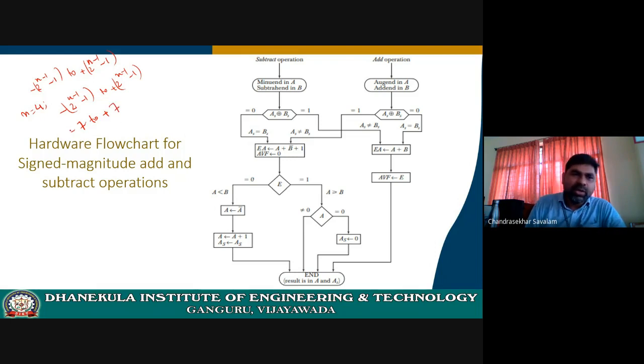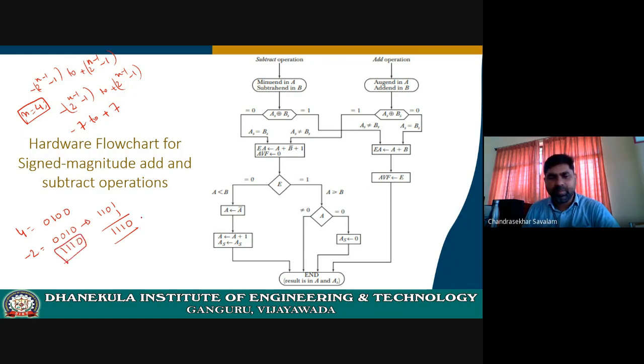Okay, students. So if you take n equal to 4, you are going to represent plus 7 to minus 7. Suppose I want to take 4, that means 0, 1, 0, 0. Minus 2 means, what is the actual plus 2? 0, 0, 1, 0. Take the 2's complement of this. So 1, 1, 0, 1, add 1, 1, 1, 1, 0. So 1, 1, 1, 0 is the minus 2 representation, students. Understand, students? Have you understood this?